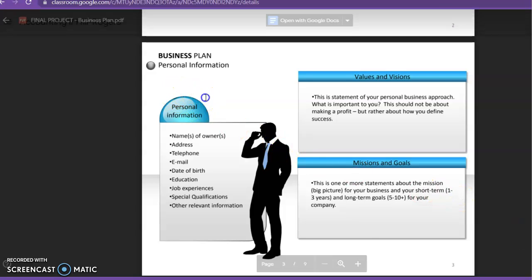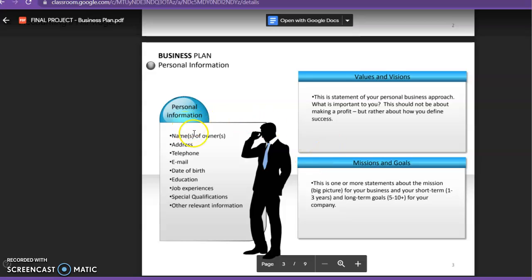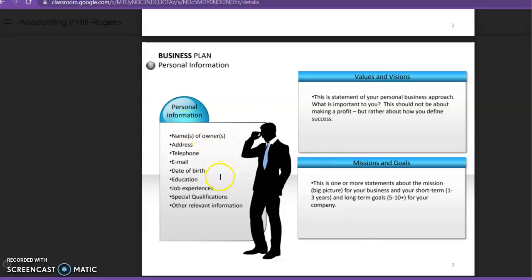Okay, so the personal information. Within that personal information, you will have the names of the owners, the address, telephone, all the pertinent information. The date of birth, you wouldn't need that. Education just depends on what type of business. You could say, I've been in the pet grooming business for X number of years, or I'm a dentist. I received my education from the University of Tennessee in Memphis. Maybe the education aspect will be important if it's dealing with a person's health or what have you. But your date of birth, that's personal information. You don't want to put that in there.